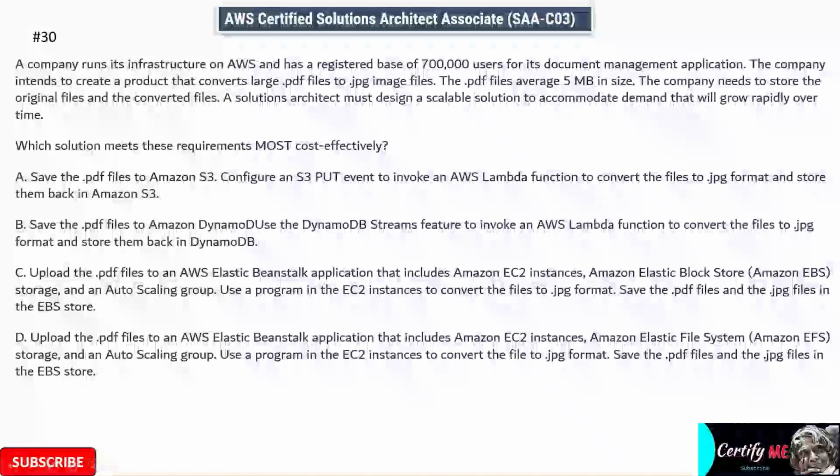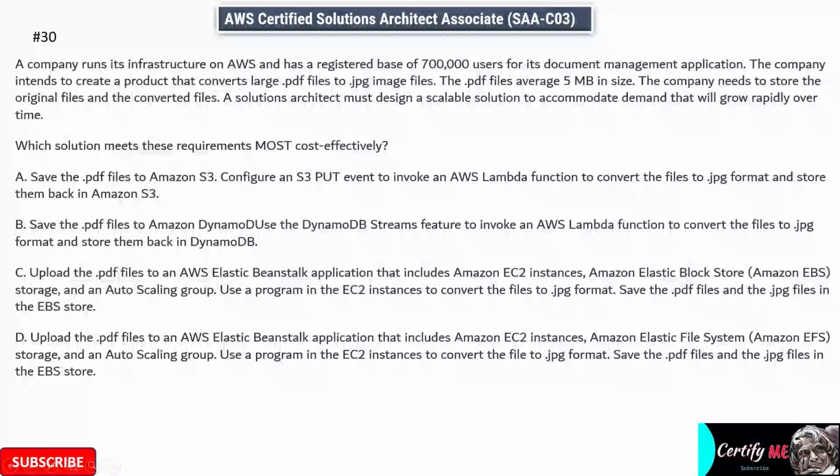Option C. Upload the .pdf files to an AWS Elastic Beanstalk application that includes Amazon EC2 instances, Amazon Elastic Block Store storage, and an Auto Scaling group. Use a program in the EC2 instances to convert the files to .jpg format. Save the .pdf files and the .jpg files in the EBS store.